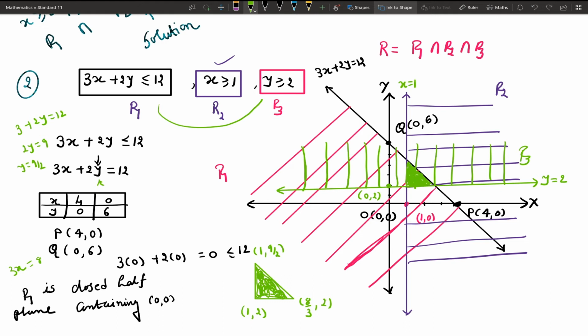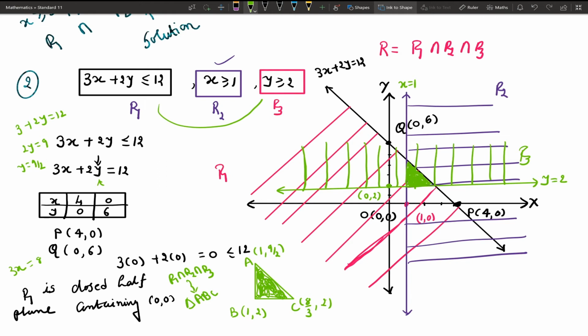So if we give vertices the names A, B and C, then triangle ABC is nothing but R1 intersection R2 intersection R3. So the solution part is nothing but triangle ABC. So find out region R1, region R2, region R3.